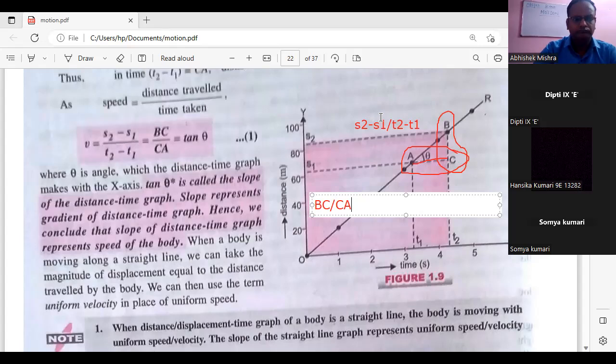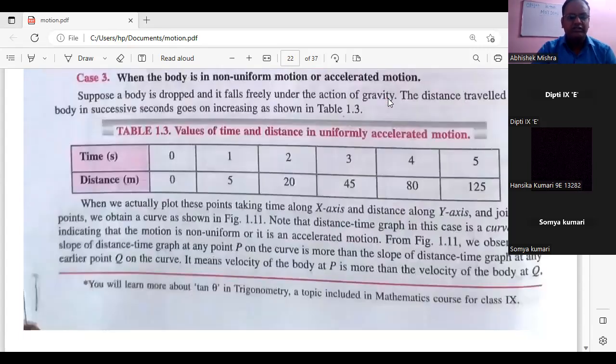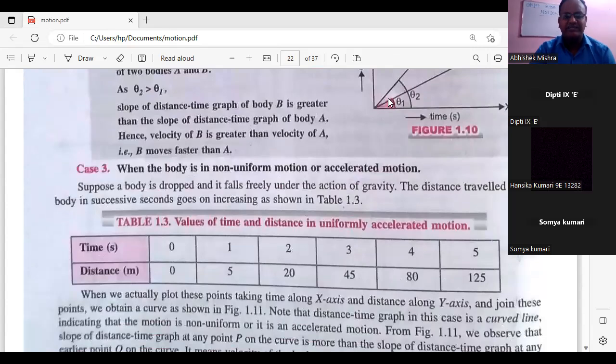Yes, sir. Okay, fine. Now, students, regarding this, the written part I will send in the class WhatsApp group, so no need to worry about that. Now we are coming to the third situation, that is when the body is in non-uniform motion or accelerated motion.